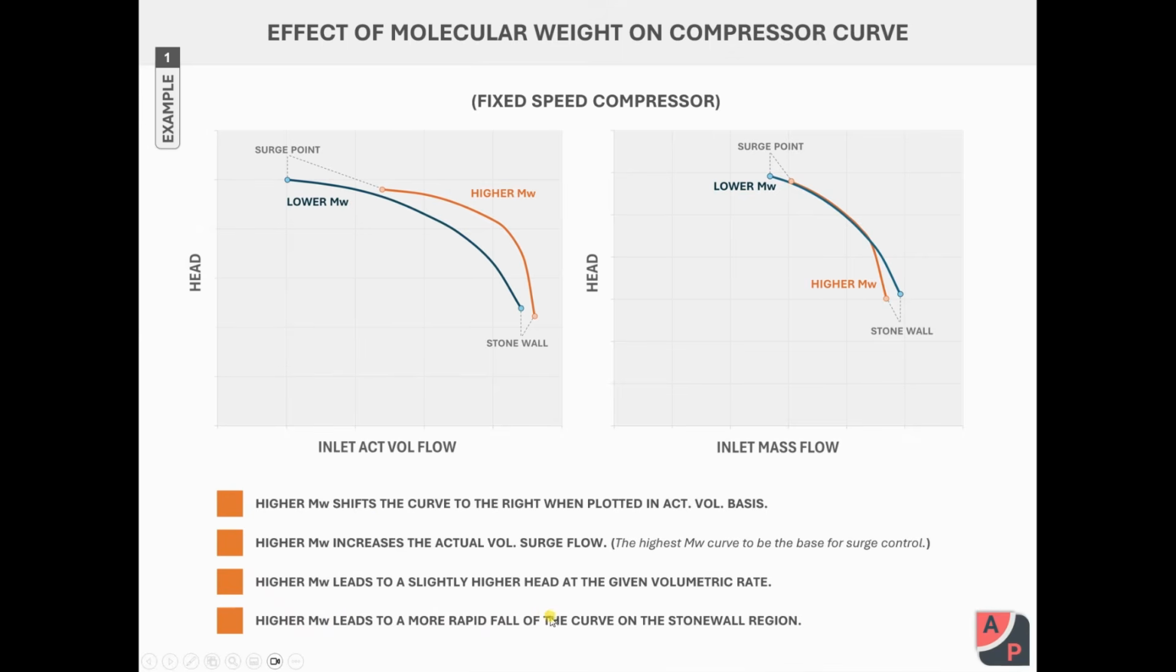Higher molecular weight also leads to a more rapid fall of the curve in the stonewall region. This is visible in both plots, when plotted against the actual volumetric flow and also the mass flow rate. So you can see here clearly that for high molecular weight in the stonewall region, the reduction in head is too quick.